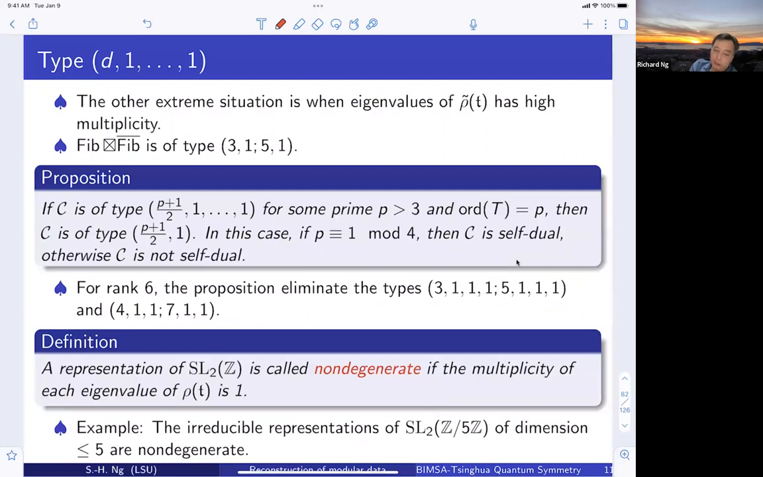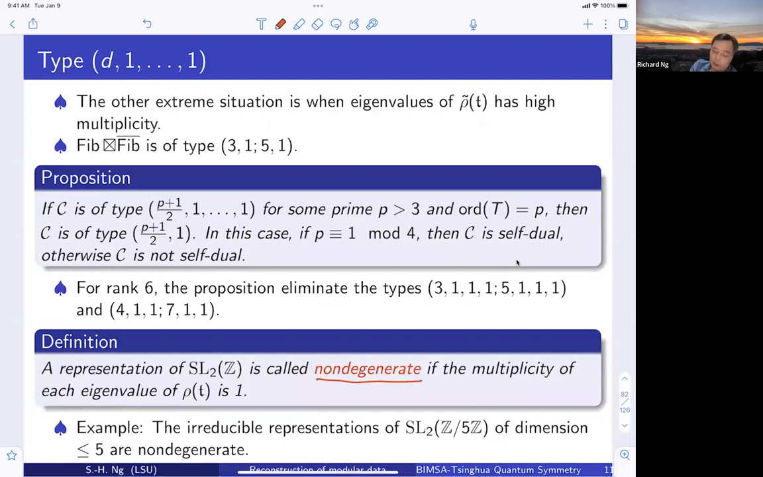So now we go back to a simpler case. Again, this is the beginning of the adventure. We try to do something simpler at the beginning, hopefully we evolve to something more in depth. So we deal with representations. Let's start with some representations that are non-degenerate. Non-degenerate means the multiplicity of each eigenvalue is 1, so they don't repeat.